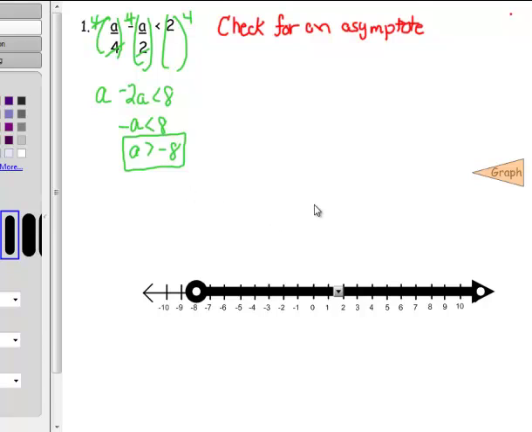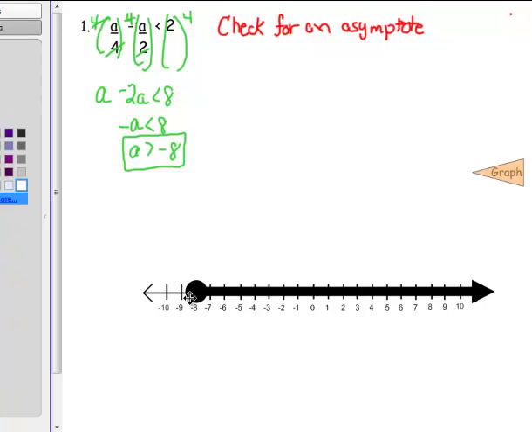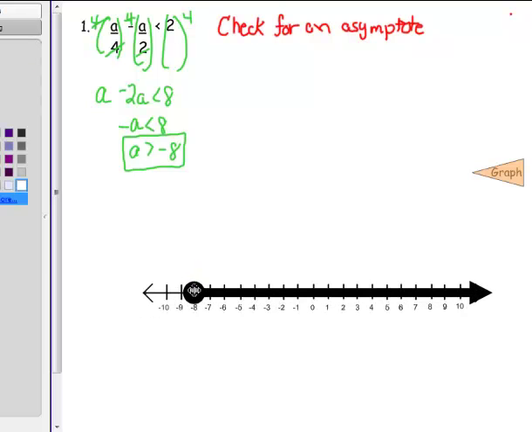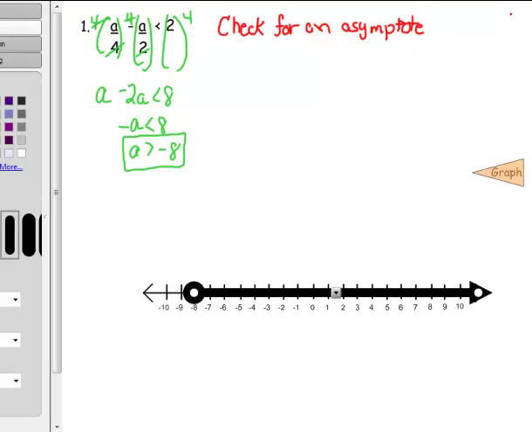And yes, there's my dog. And that should be an open circle. So let's change that.